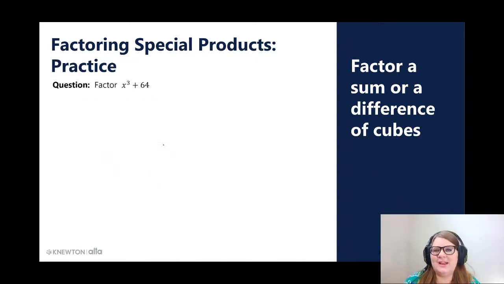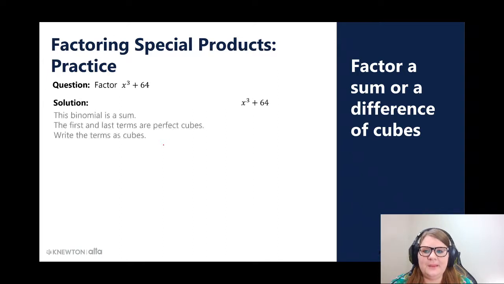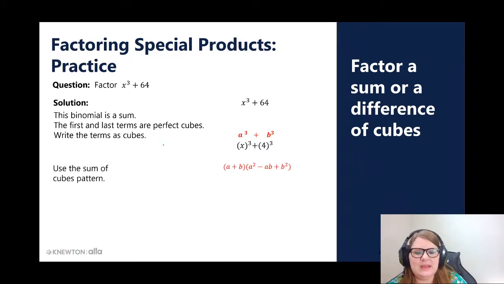So let's try it. x cubed plus 64. First thing we have to do is write this as perfect cubes, all right? Because if it can't be written as a perfect cube plus a perfect cube, then there's no point in using this method. So x cubed is x cubed, and 64 is 4 cubed. So my a is x, my b is 4. Now I have a, b, a squared, ab, b squared, okay? So when I look at this, I have that set up, and then I make sure my signs work.